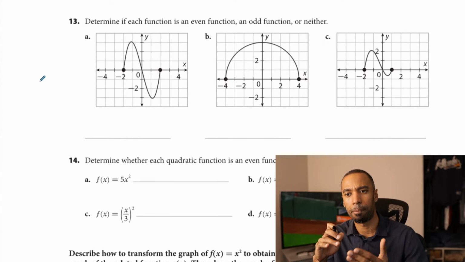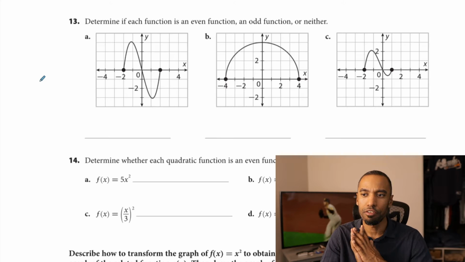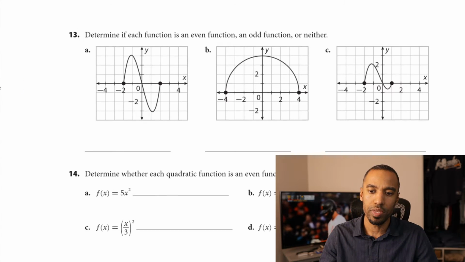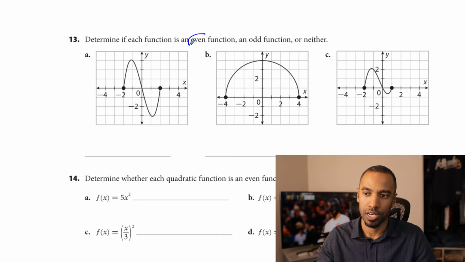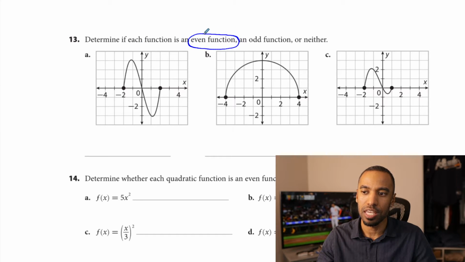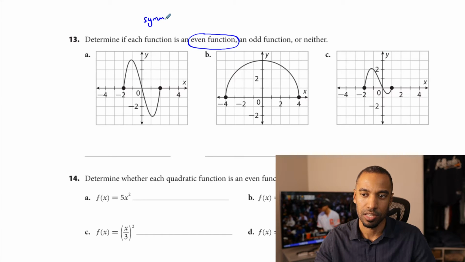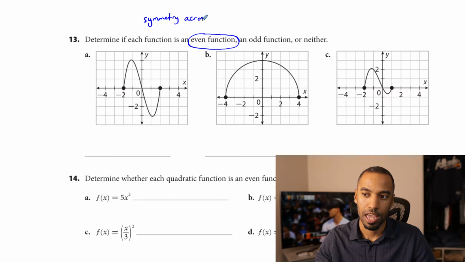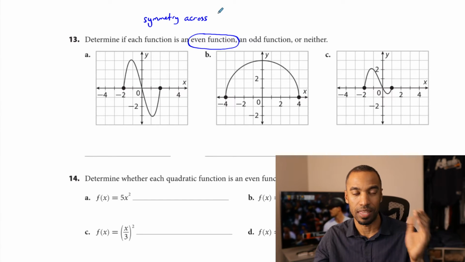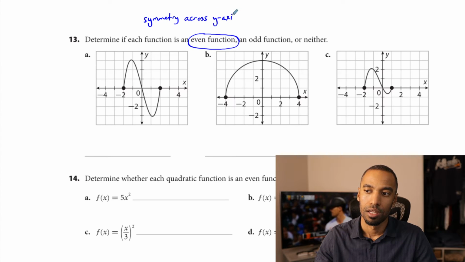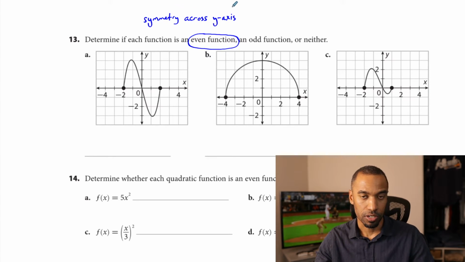This is kind of a new topic, if you will. Determine if each function is an even function, an odd function, or neither. So here's what these things mean. An even function means that if I flip this thing over the y-axis, if I have symmetry across the y-axis, so that I get the same graph out as I did before, then it's called an even function.